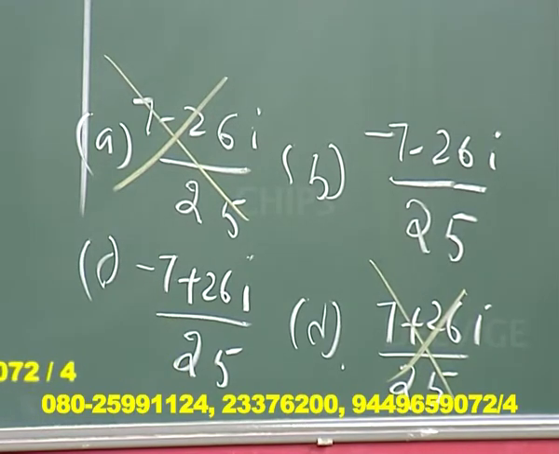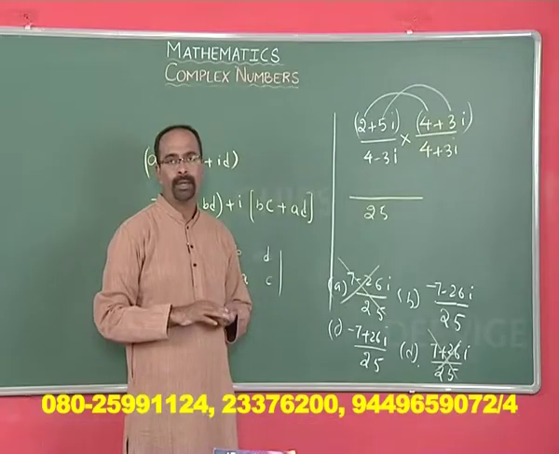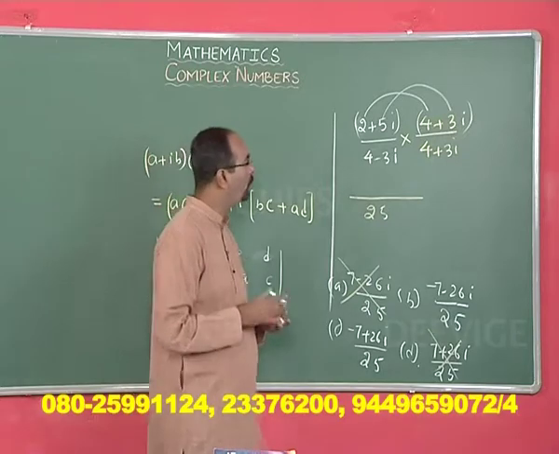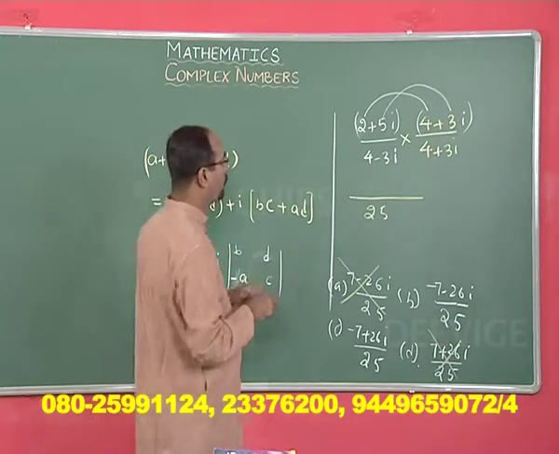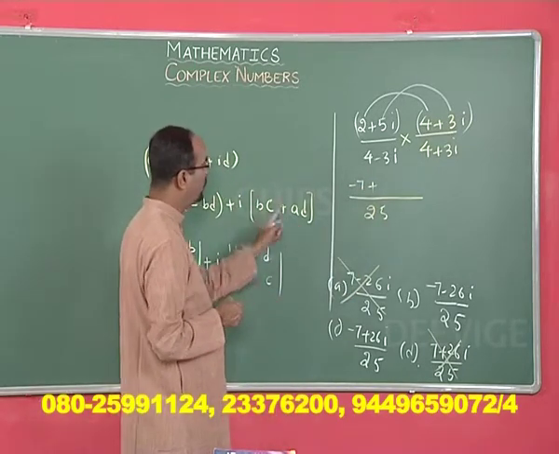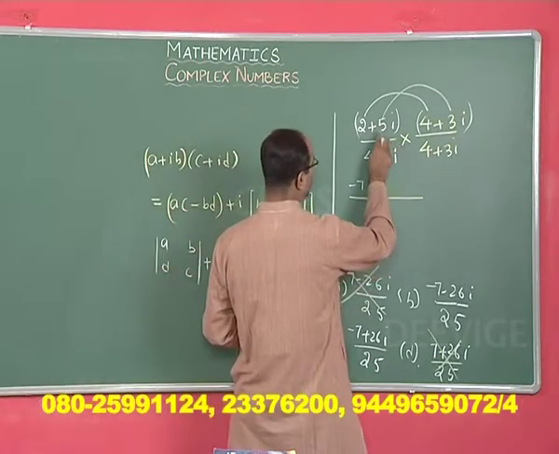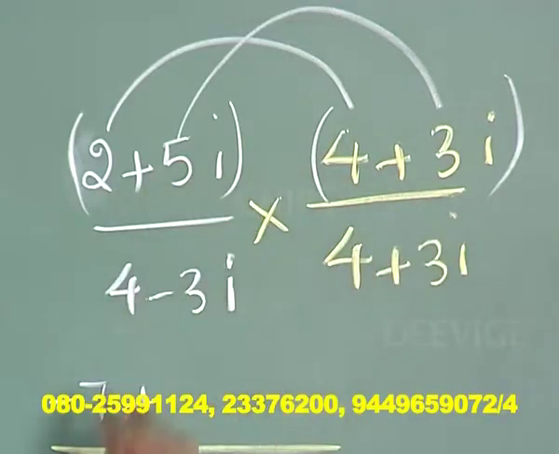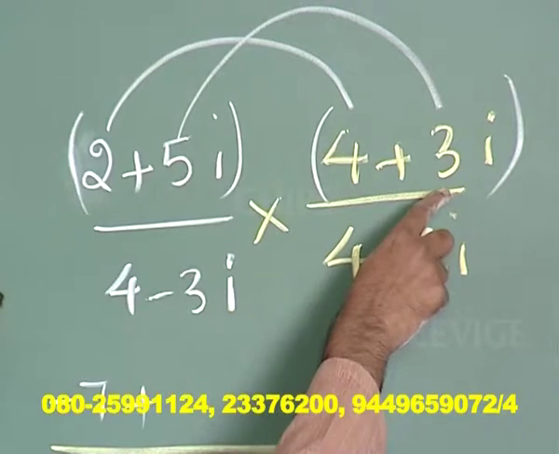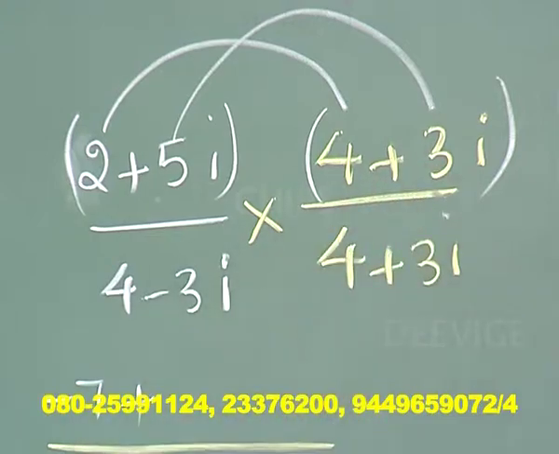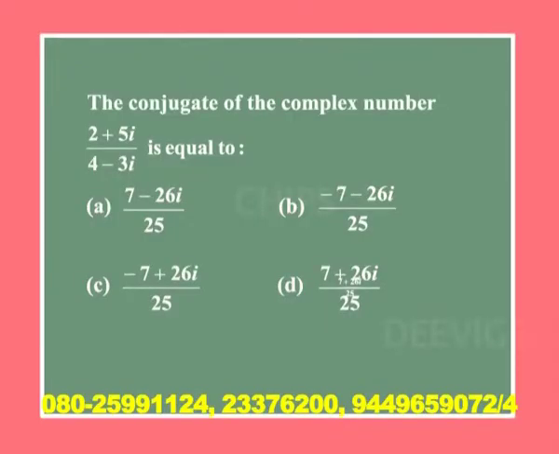C is correct if you are getting a positive value as the imaginary part, and B is correct if you are getting a negative value as the imaginary part. Now we got the real part, and now we have to concentrate on the imaginary part. Minus 7 plus, the imaginary part is bc plus ad. bc means 5 into 4, 20, plus a into d, 2 into 3, 6. 20 plus 6, 26. So 26 will give you option C. Minus 7 plus 26i, that is option C is correct.